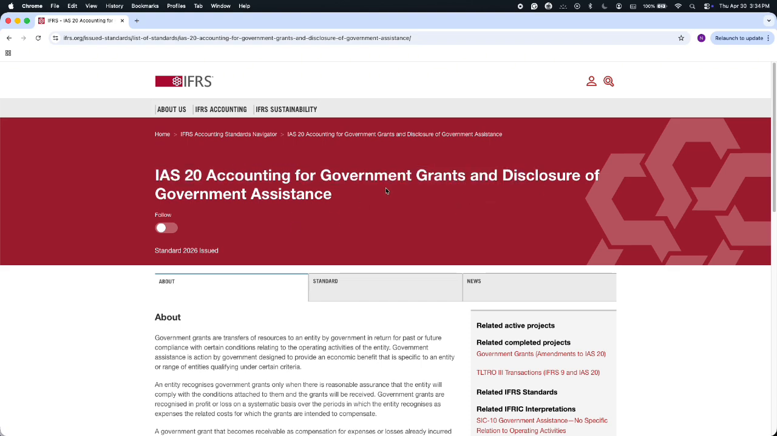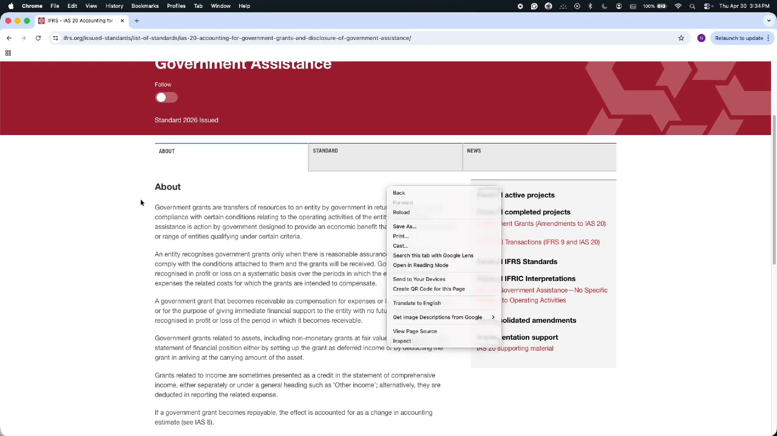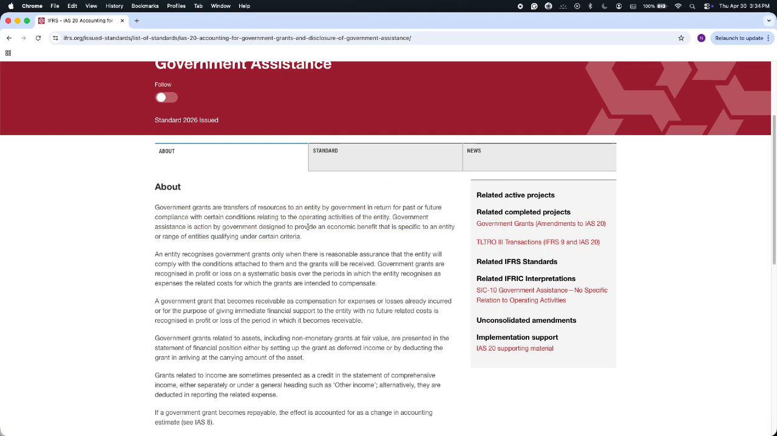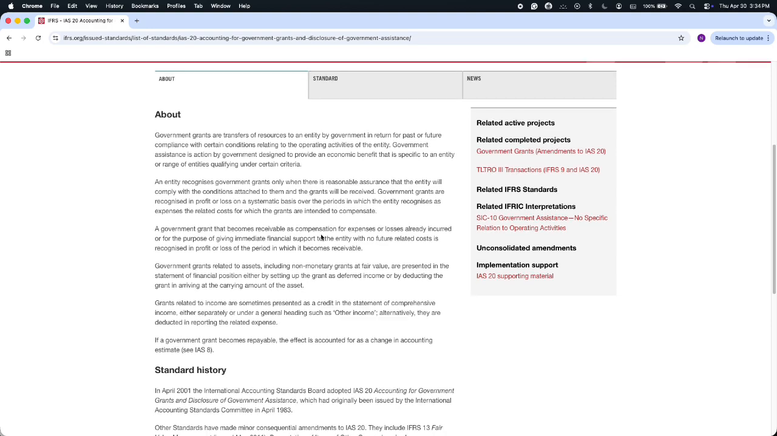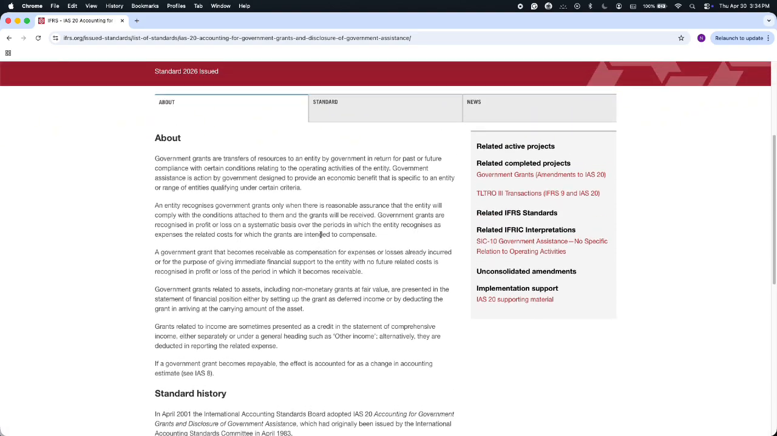The company should also disclose the accounting policy used, the amount of grant recognized, and any conditions that still need to be completed. Overall, IAS 20 is about recording government grants at the right time and matching them with the related costs or assets.